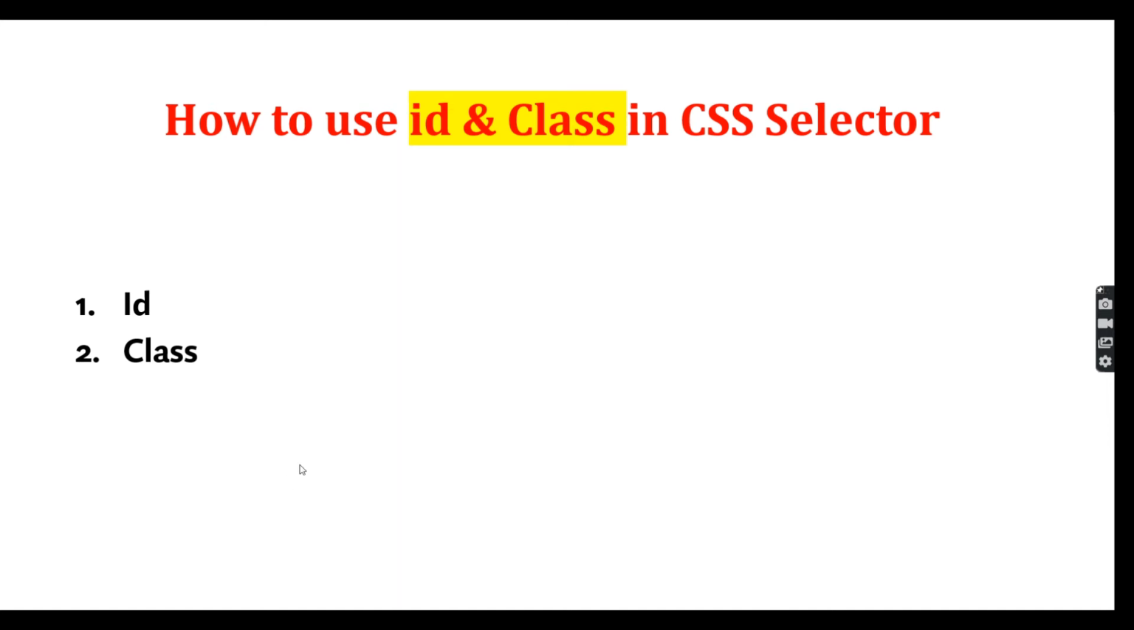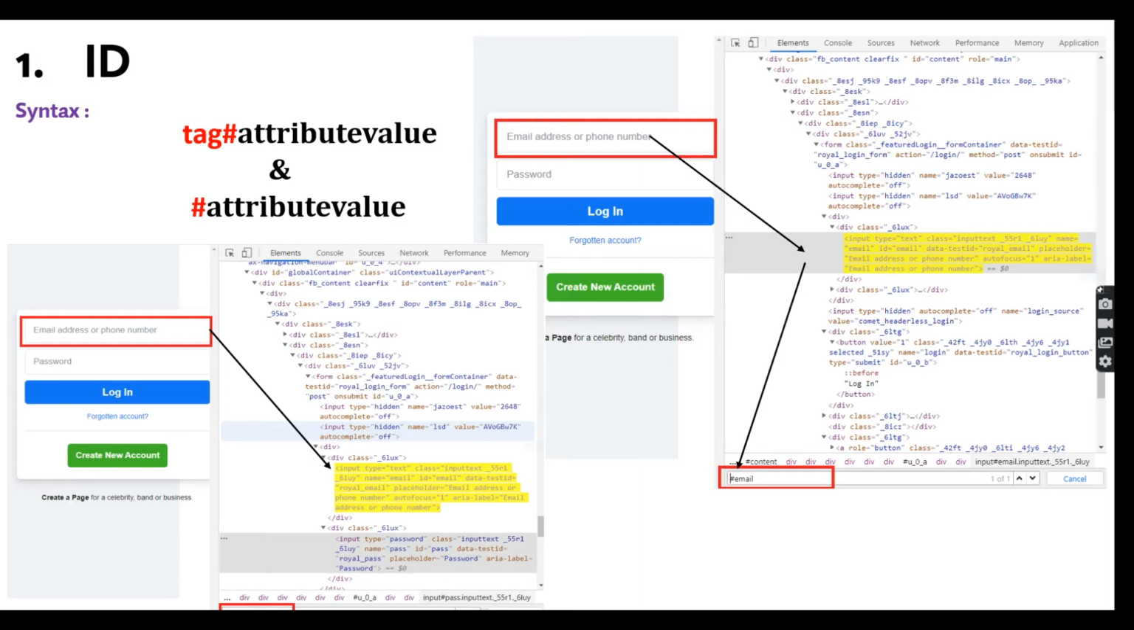Hello friends, today we are going to be looking into how we can use ID locator and class locator in CSS selector. So this is the question we are going to discuss in this video. If we want to use ID locator in CSS selector, what is the syntax we are going to follow? So this is the syntax, which means tag name, then you put the hash symbol, then you mention the attribute value. So this is one way.